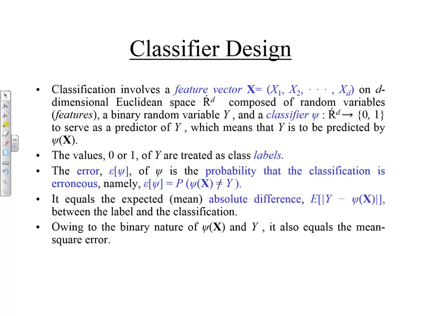And because of the binary nature of this classifier and the function Y, if you took the square of this, it will not make any difference. If you went ahead and squared this error and then took the expectation, the two values are 0 and 1. Again, it's the same thing, either 0 or 1. So it is also the mean square error.